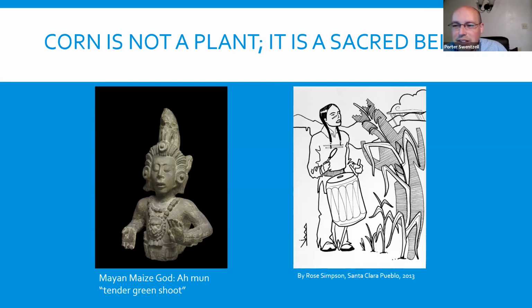Maize is always considered, and all the crops, to be very sacred beings. So they said, this is a sacred being. If you want to engage in a relationship with this sacred being, you have to sing these songs. You have to do these prayers. You have to believe the world is this way.